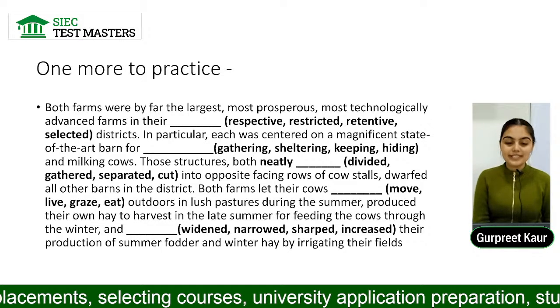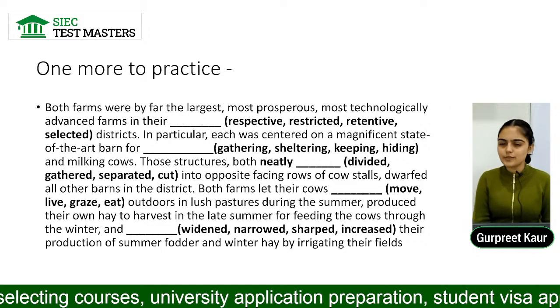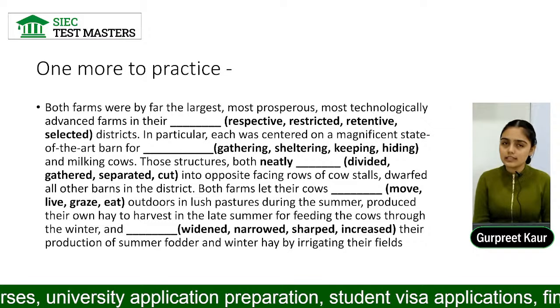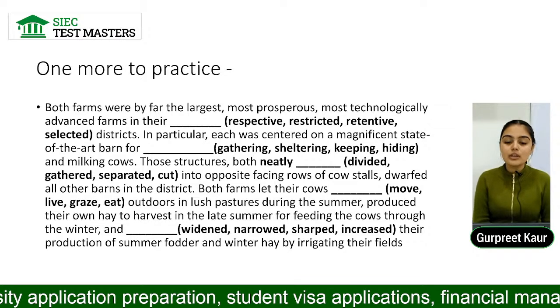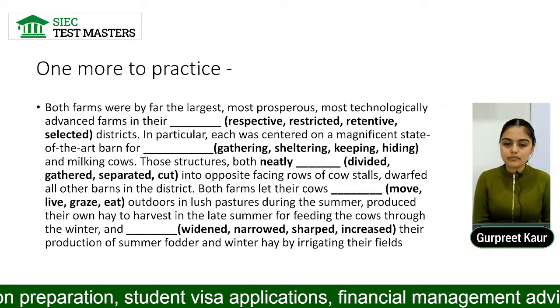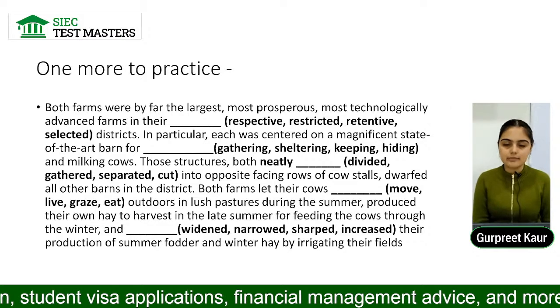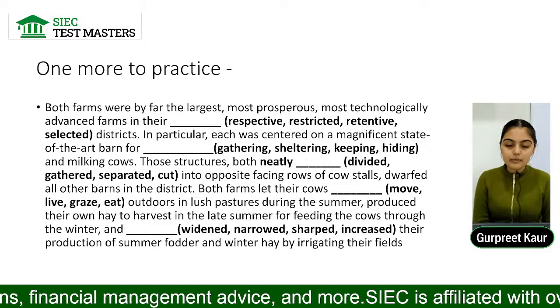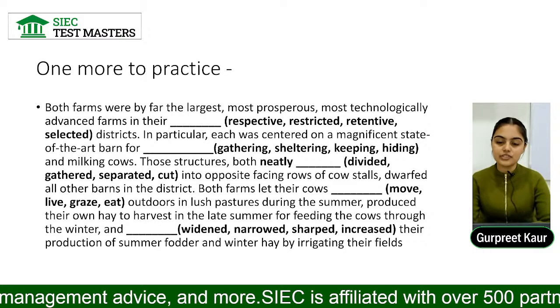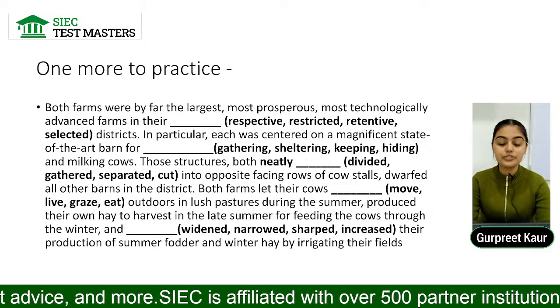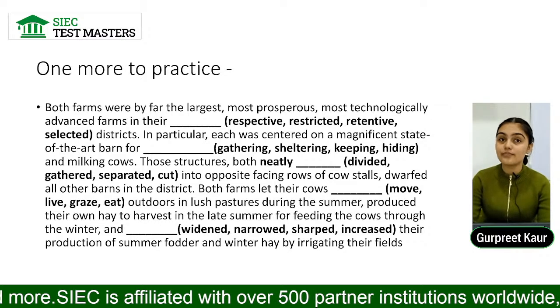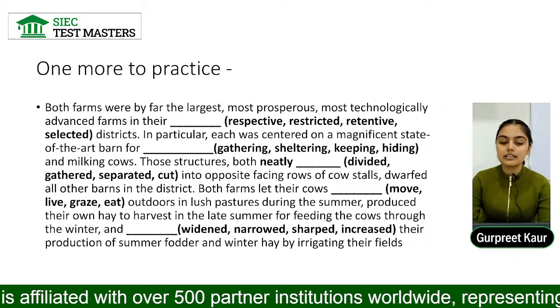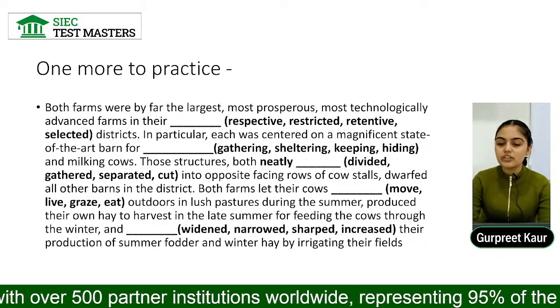All right. So the time is over. We are done with 2 minutes. Hopefully you have got all of the answers. Again, this was easy, bit easy, but these are the type of questions you get in your final exams as well, right? So let's have a look on the very first question. Both farms were by far the largest, most prosperous, most technologically advanced farms in their dash districts.